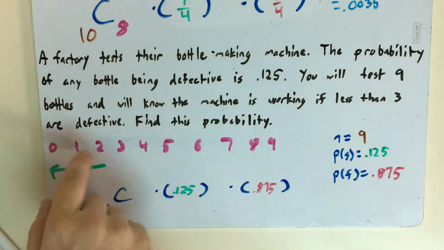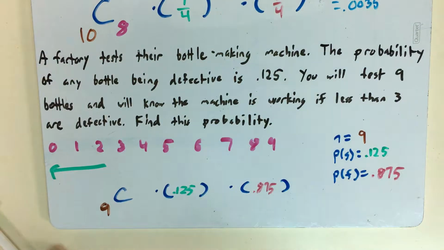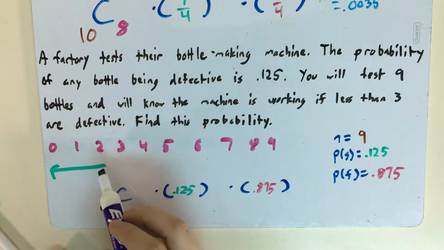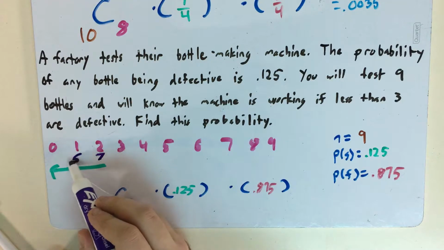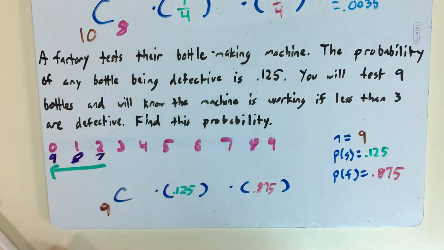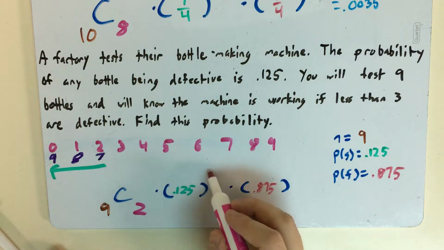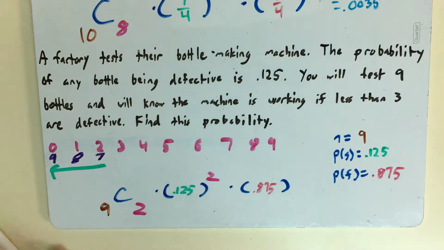And once again, I wrote these in the same color that I've used to talk about successes in the other binomial probability videos we've done. And if there's 2 successes out of 9 bottles, there's 7 failures. 1 success means 8 failures, and no successes means 9 failures. So let's go ahead and do these. Let's go from the top down this time. If this is 9, choose 2, 0.125 to the second, and 0.875 to the 7th.